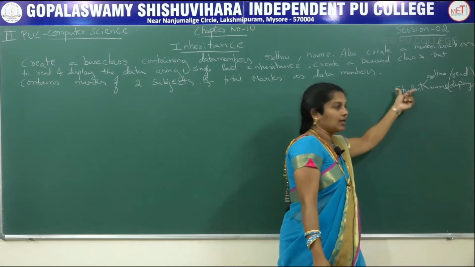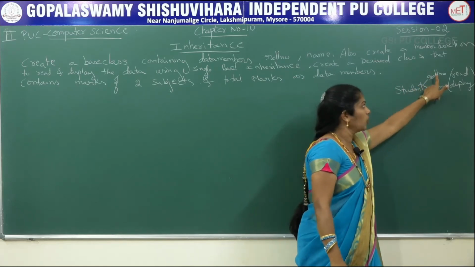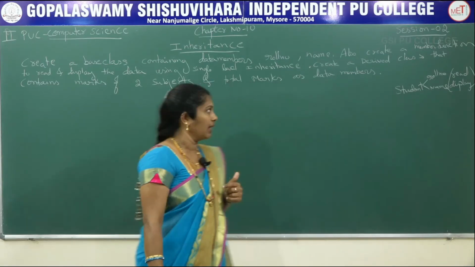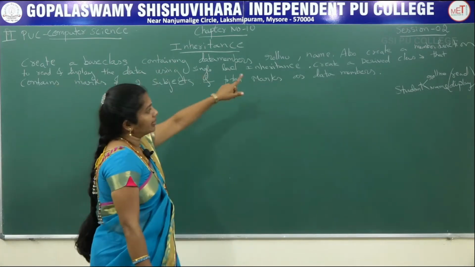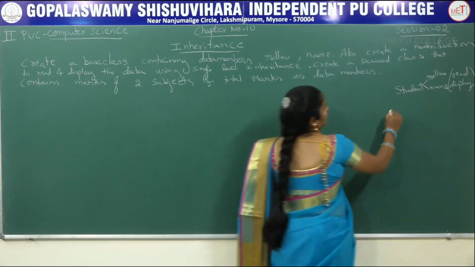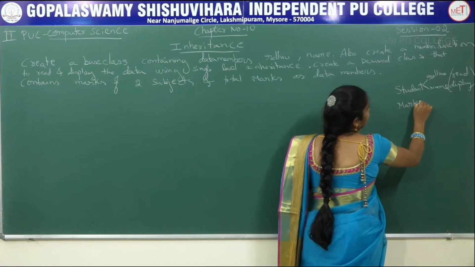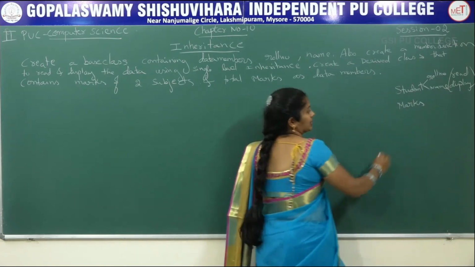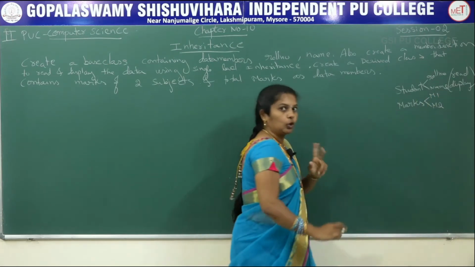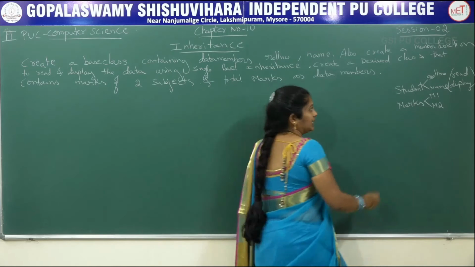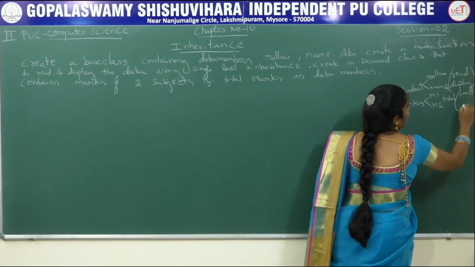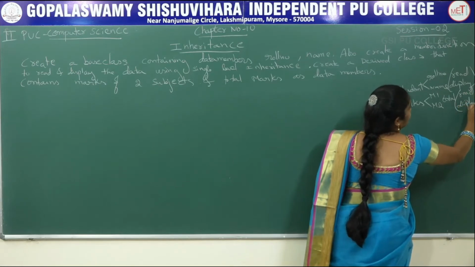We have a base class. In that base class, two data members, roll number and name. These two, roll number and name, we have to input and then display. Next, you have to create a derived class that contains marks of two subjects. Marks will be the derived class. There we have selected two data members, marks1 and marks2. On this you have to find the total. There also we have to read and display the value.